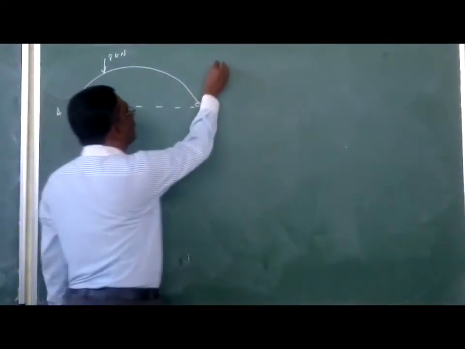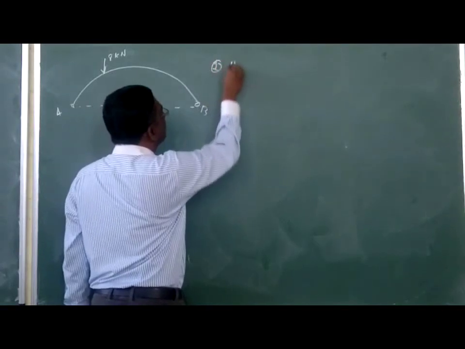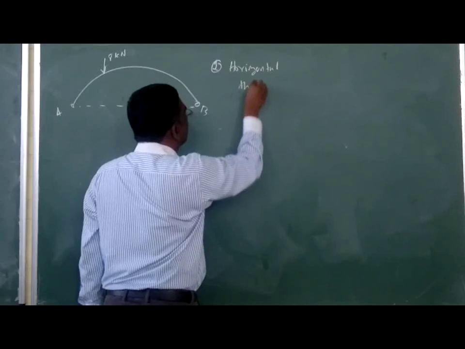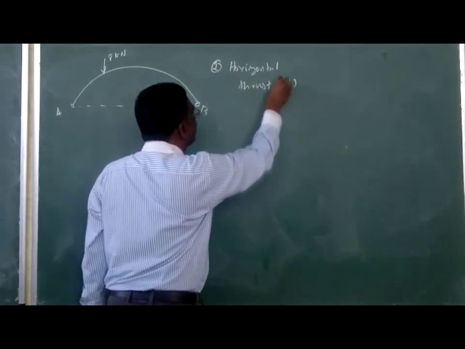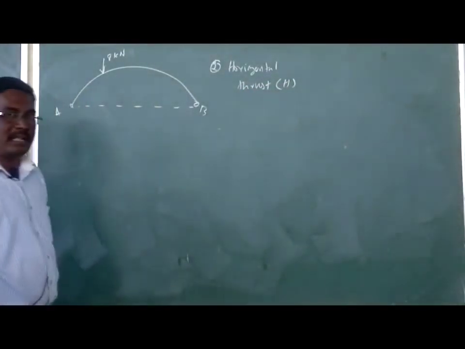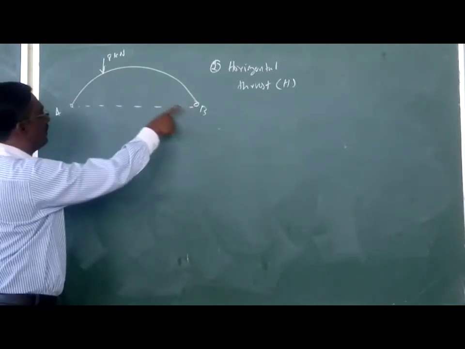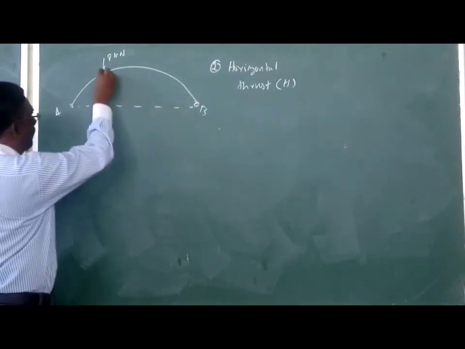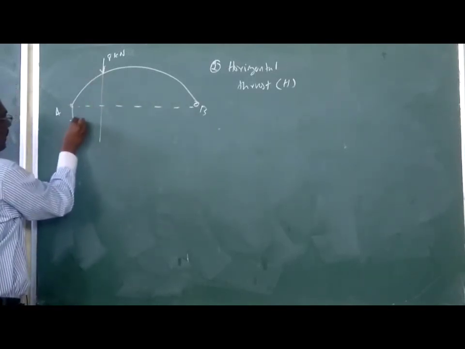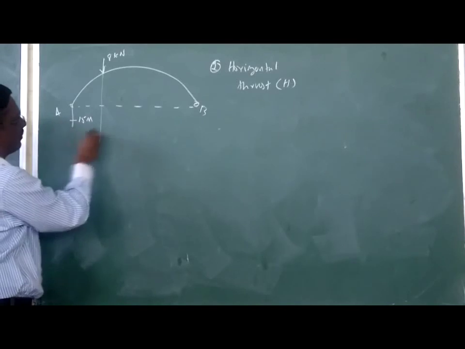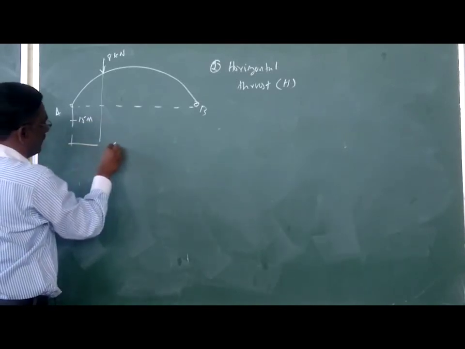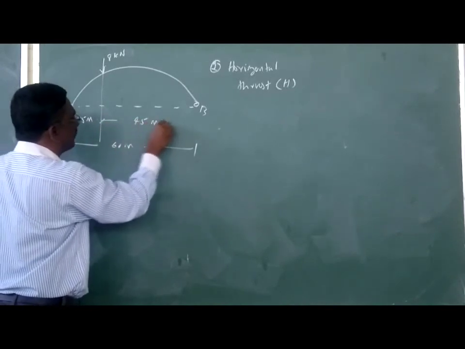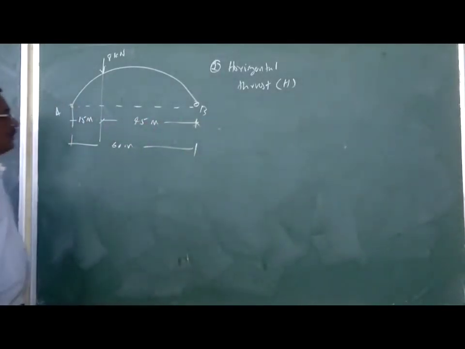The second step is to find out the horizontal thrust H. To find out the horizontal thrust, let us again go to the real free body diagram. Support A, applied load point. This is acting at 15 meter from left support. The whole span is 60 meter and this is 45 meter.